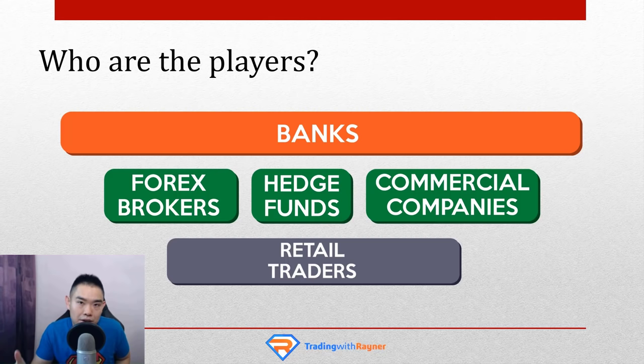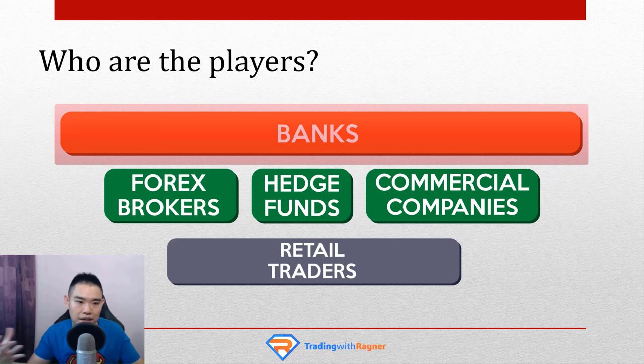No. So what Toyota will do is they might go to a bank and say, hey, I need to exchange X number of yen in exchange for Indian rupee. So the commercial company will go to the bank, and you'll settle this transaction. So this is how they work interrelated together. And of course, banks can trade among one another to hedge their portfolio and stuff like that.